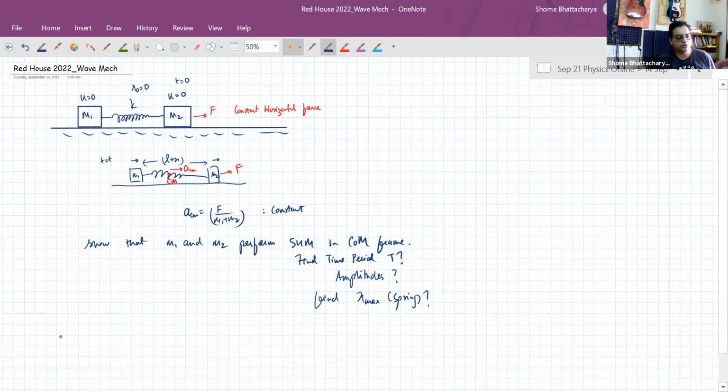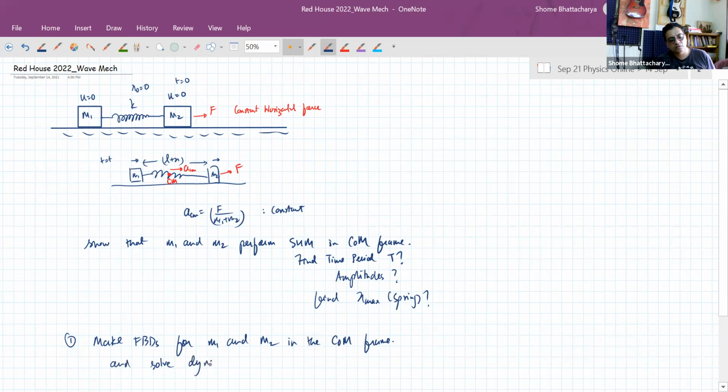Okay, so the first step we'll do here is make FBDs for the blocks M1 and M2 in the center of mass frame, and solve the dynamics to derive the equation of SHM.